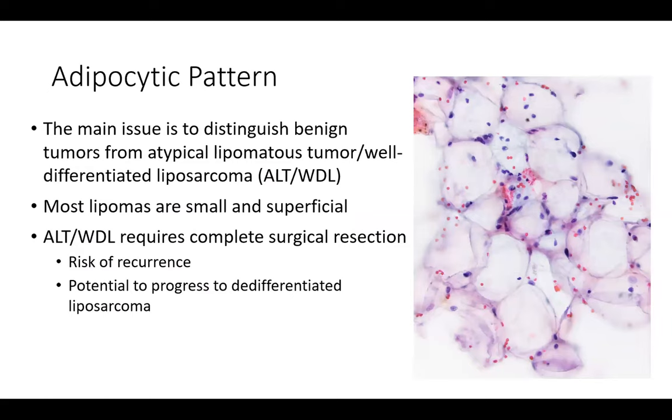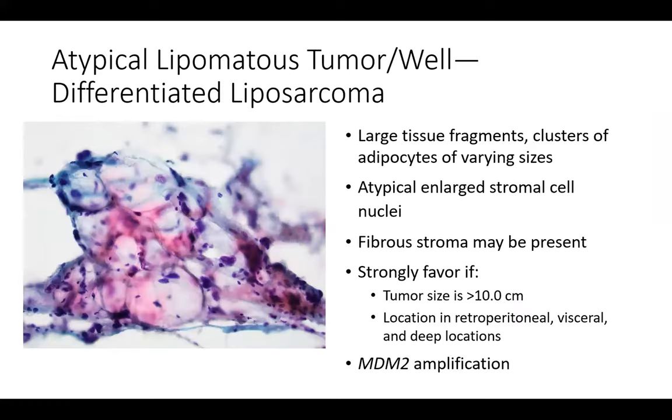The main issue here is to distinguish benign tumors from atypical lipomatous tumor, also known as well-differentiated liposarcoma. These can also appear as lesions that have a mature adipocytic component. It's important to remember that most lipomas are small, less than 5 centimeters, and superficial. Specifically recognizing ALT or WDL is important because these lesions require complete surgical resection as they are associated with a risk of recurrence and a potential to progress to dedifferentiated liposarcoma.